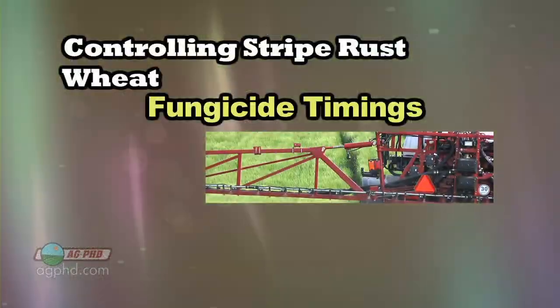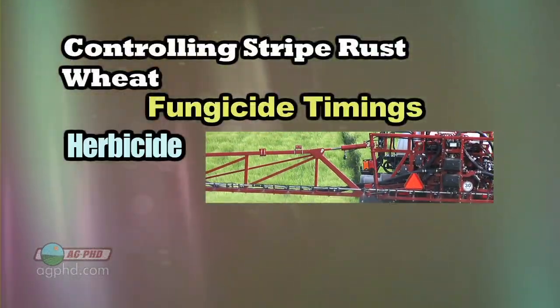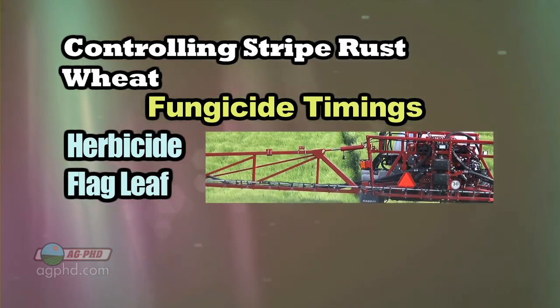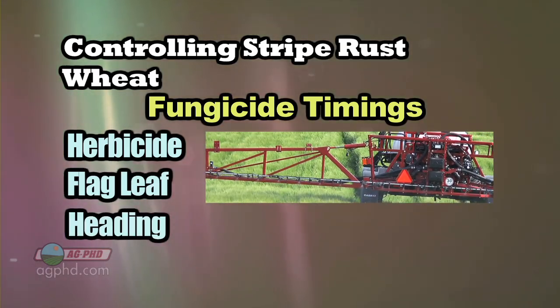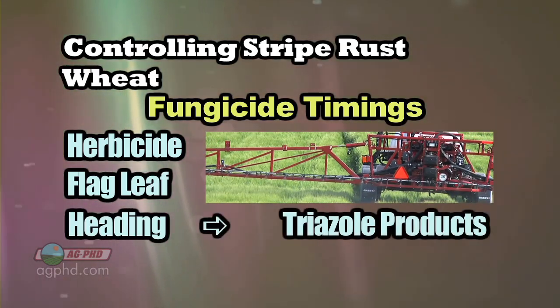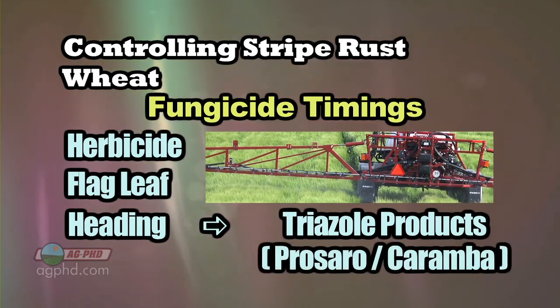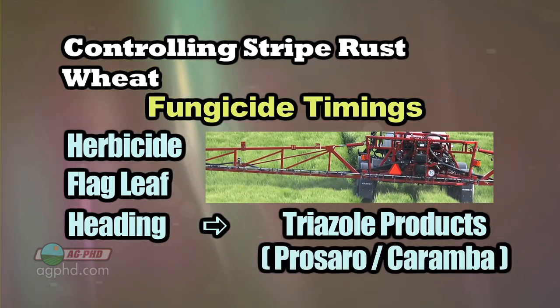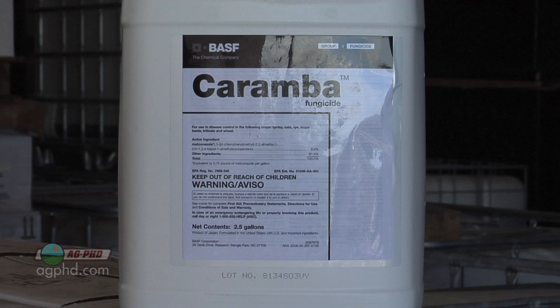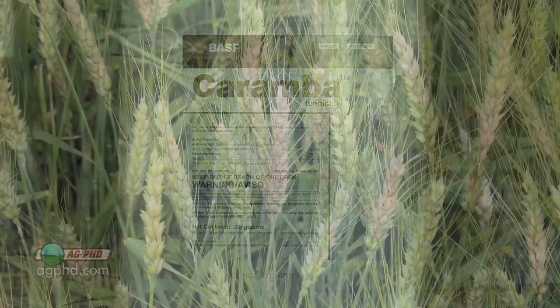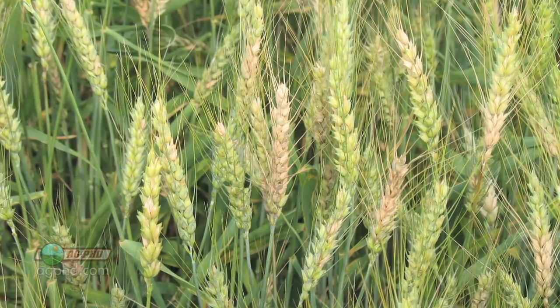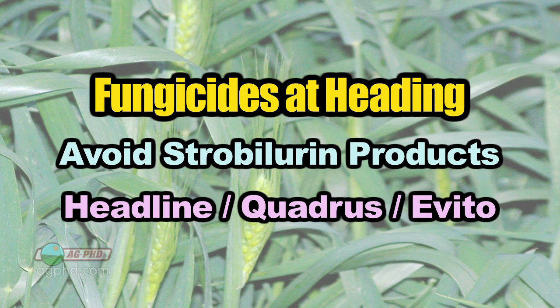So again, our 3 timings are going to be herbicide timing, flag leaf, and then at heading. And at heading, that's when you're going to have to switch to a straight triazole product, something like Prosaro or Caramba. Those products will be great on stripe rust or other rusts, but they'll also give you fairly decent activity on head scab. And you can't use the strobilurins anymore. So Headline, Quadris, Avito, you can't use those at heading because you'll increase the vomitoxin levels or the DON levels in your wheat.